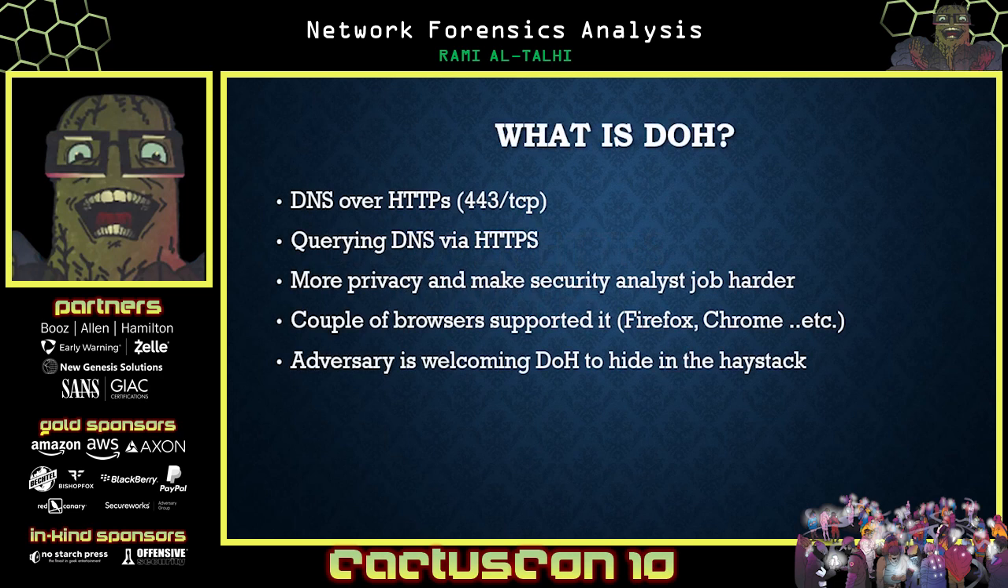Let's first look into the DOH and identify the main characteristics of this protocol. So it is DNS over HTTPS, and it's used over 443 TCP as if it was TLS, querying DNS using the HTTPS protocol. So there is no more 53 UDP protocol or traffic in here.